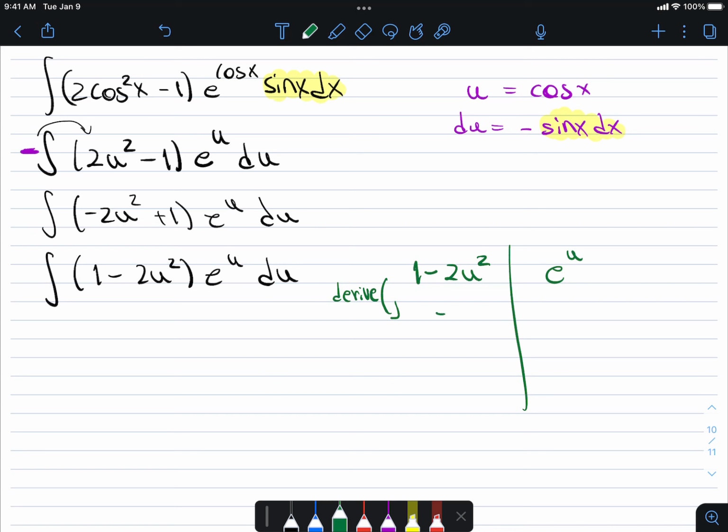So this I derive as many times as I need for it to go away. So I derive it once, I get minus 4u. Derive it again, minus 4. Derive it again, 0. This one I integrate just as many times. So integral of e to the u is e to the u, and again e to the u, and again e to the u. Okay. And now I multiply them crossed like this.